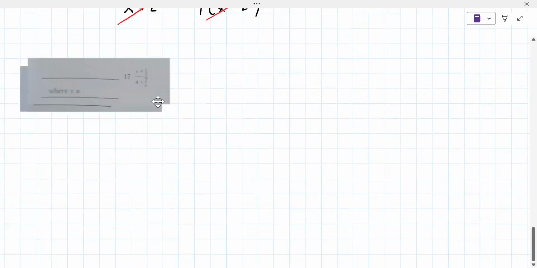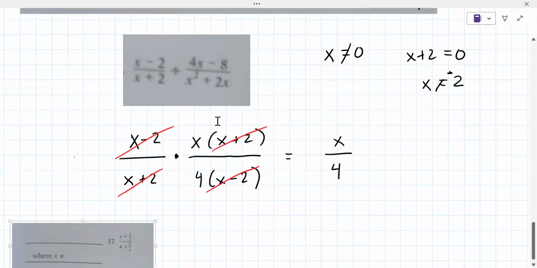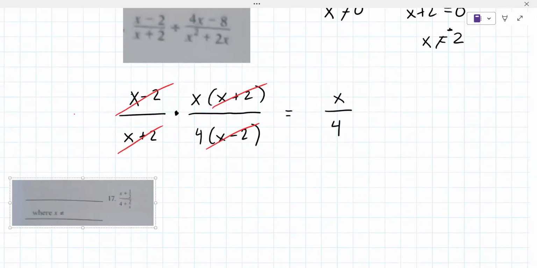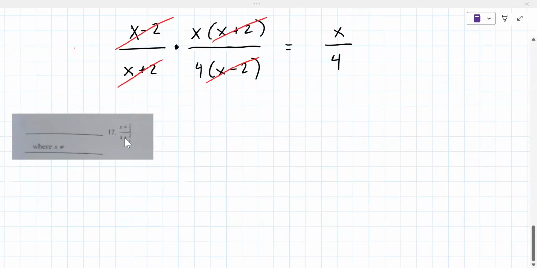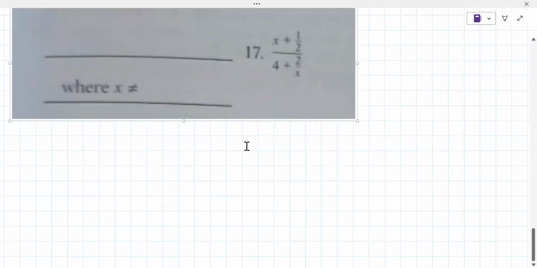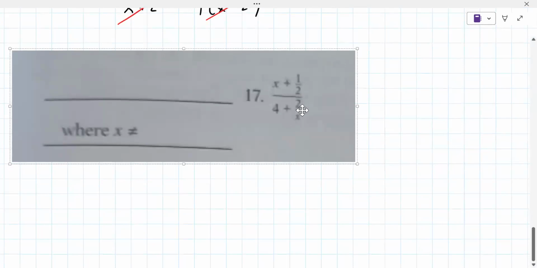All right, so 17. Let me make sure you get all that down. So 17 here: x plus 1/2 over 4 plus 2 over x. We've got similar issues here. First, for that 2 over x, you have to look at the x part. X cannot be 0 because you can't divide by 0. So that's the first one.